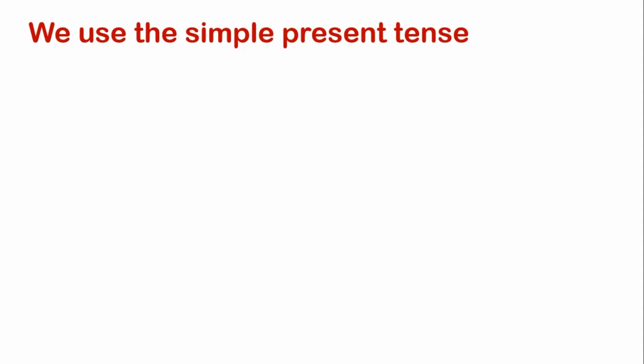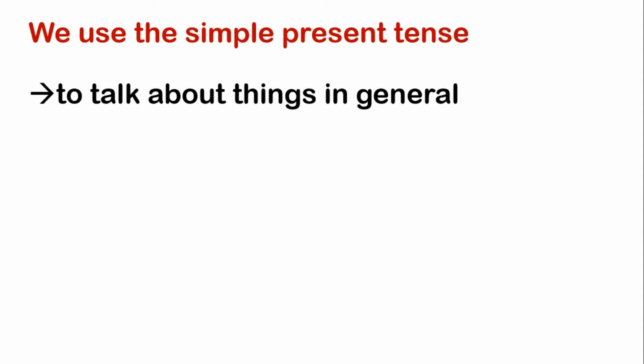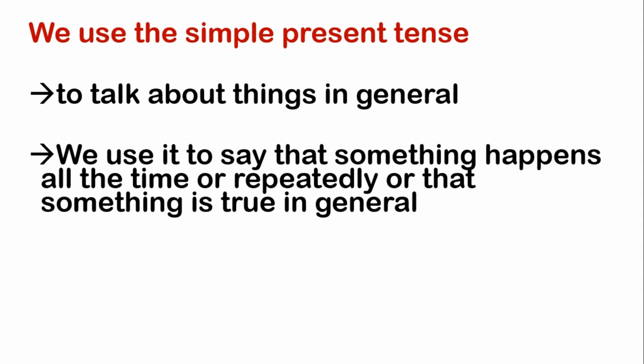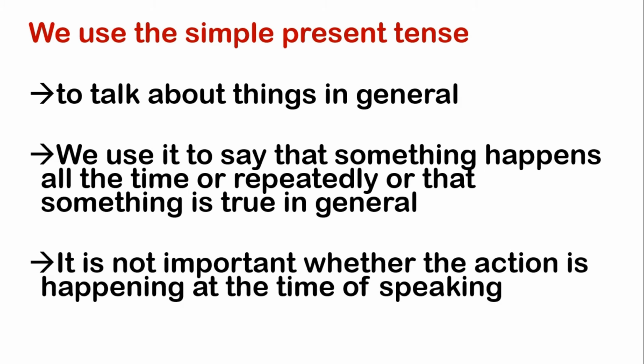We use the simple present tense to talk about things in general. The earth goes around the sun. We use it to say that something happens all the time or repeatedly. Nurses do this every day. So nurses take care of patients in hospitals. We use it to say that something happens all the time or repeatedly, or that something is true in general. It's not important whether the action is happening at the time of speaking.